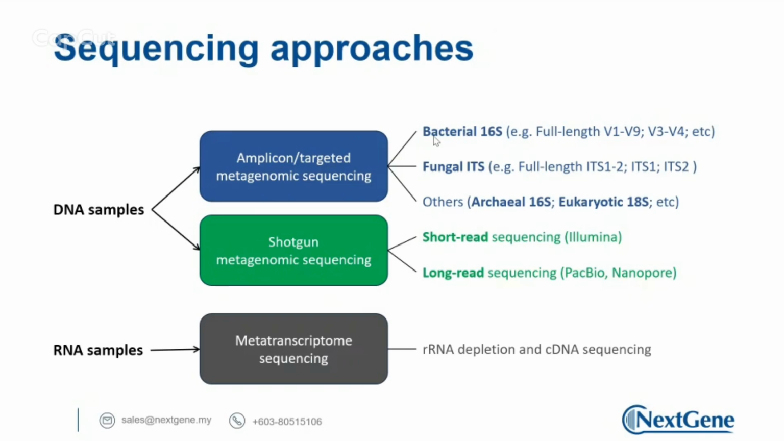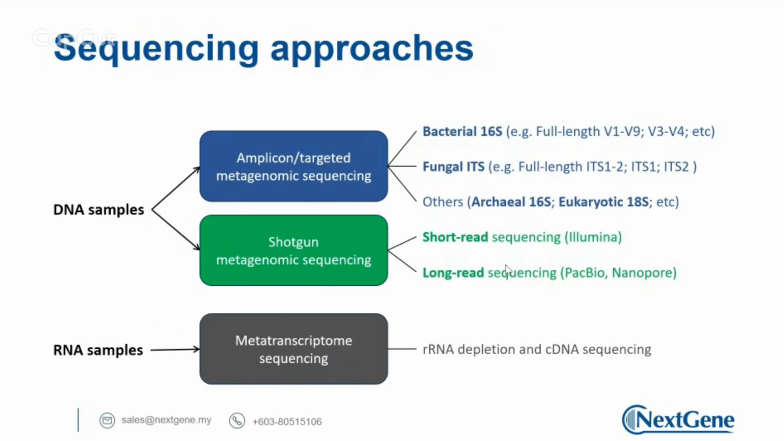If, let's say, we are looking into bacteria, then most of the time we will be looking at 16S amplicon metagenomic sequencing. And if our focus is more on fungi, then we could make use of the ITS marker genes. And if our project has other goals or other targets like archaea or eukaryotes, there are also other marker genes that can be used for amplicon metagenomic sequencing.